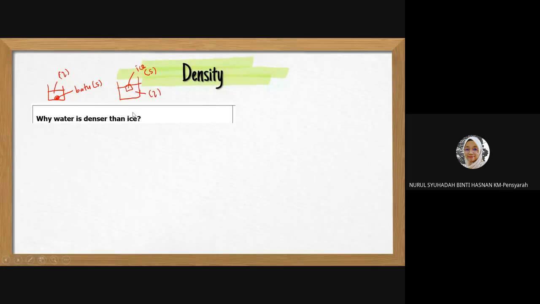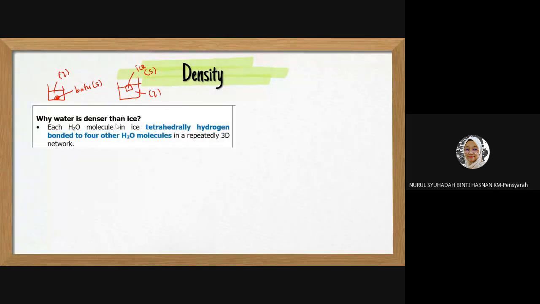Maksudnya kalau dia terapung, maksudnya dia kurang dense. Dense bahasa Melayu apa? Tumpat. Ketumpatan, thank you. So ice kurang tumpat, air batu tu kurang tumpat daripada air. Okay, so why is it so? So each H2O molecule in ice is tetrahedrally hydrogen bonded to 4 other H2O molecule in a repeatedly 3D network. So this will give rise to an open hexagonal structure.